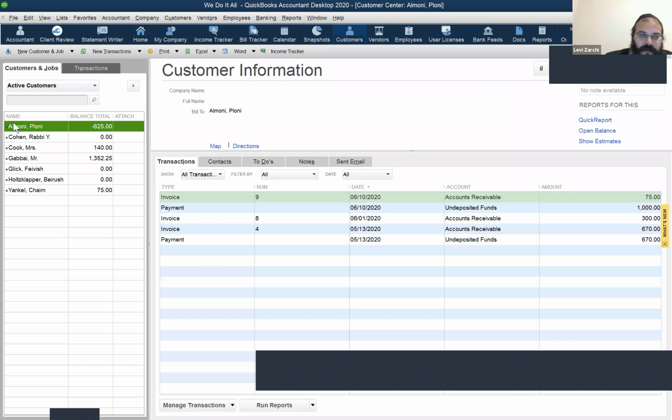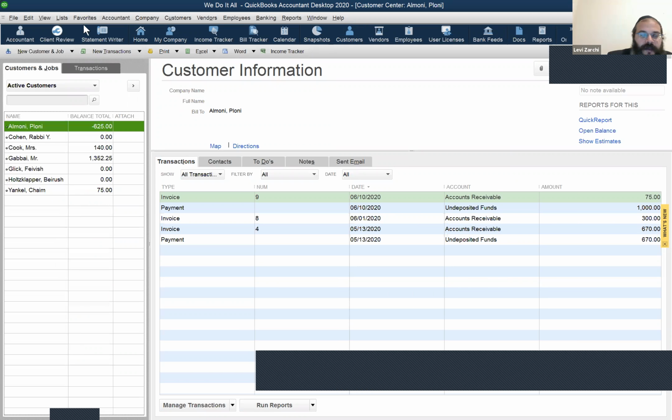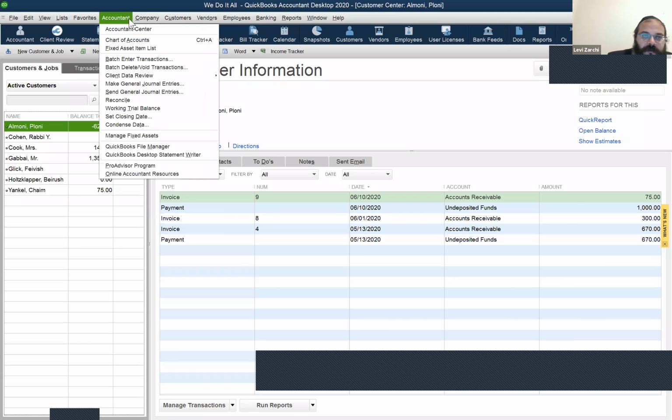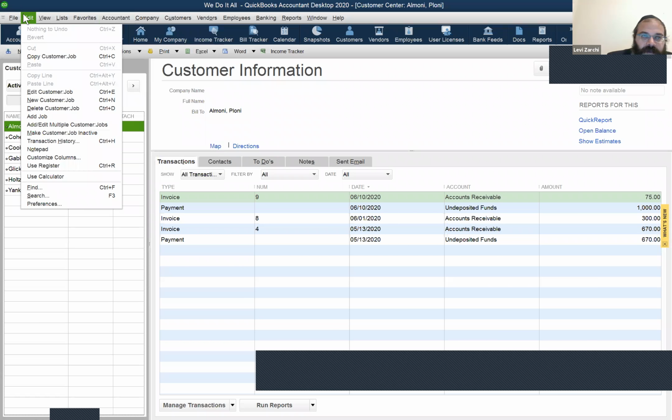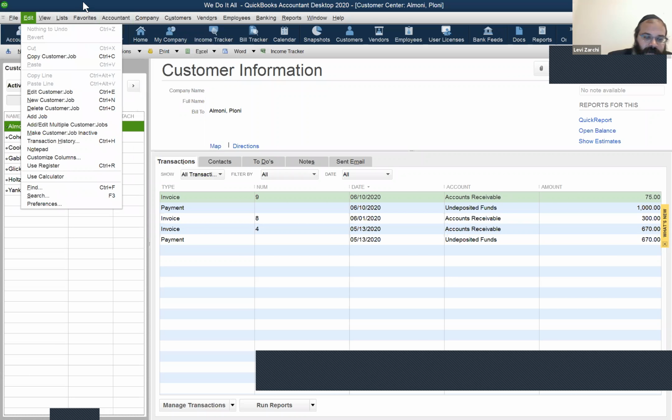Customers, I right click. You can delete a customer, make a customer inactive. We'll discuss the difference between a customer and a job in a different class. If I want to make him inactive, I don't want to see him again. If he doesn't exist in my list, I deleted him for a reason. Okay, so we're back here in edit. Now it's going to show edit customers because this was appropriate for here, but we were before in accounts.